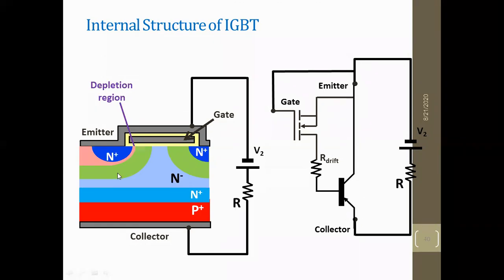The depletion region increases near the N channel. Here, if you observe, this is the depletion region in green color. In this condition, whenever the depletion region increases, it goes towards the blocking state, a blocking condition. This is the complete equivalent circuit of an IGBT.